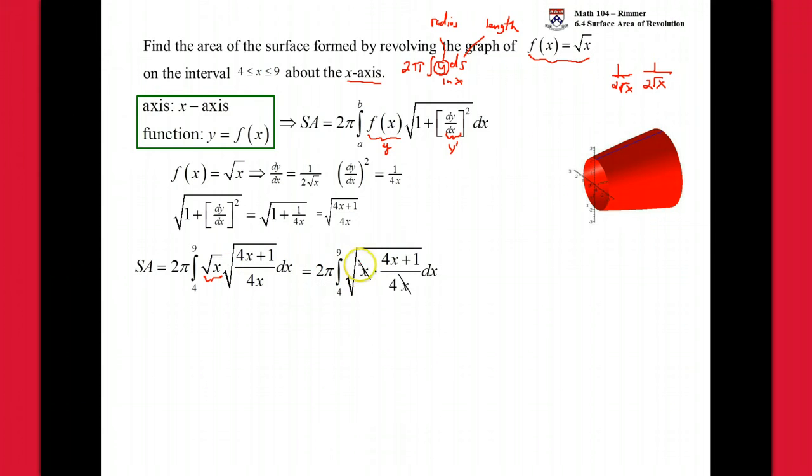And then we can accomplish our cancellation. Make it one single root. The root of a times the root of b is the root of a times b. And so we could bring it in, cancel, and then we'd have the root of 4x plus 1 divided by the root of 4. And this is just a 2, and this 2 can cancel with this 2. So that we'll have just pi times the integral from 4 to 9 of the root of 4x plus 1.